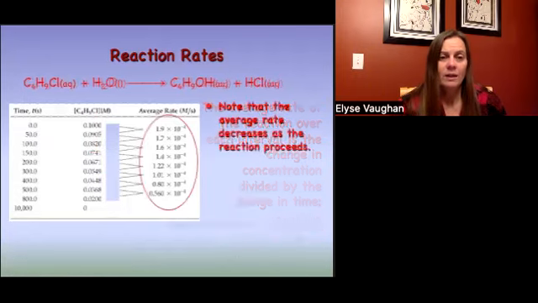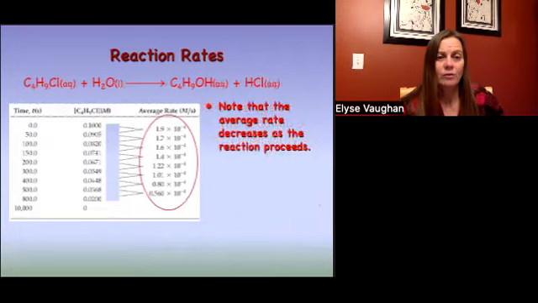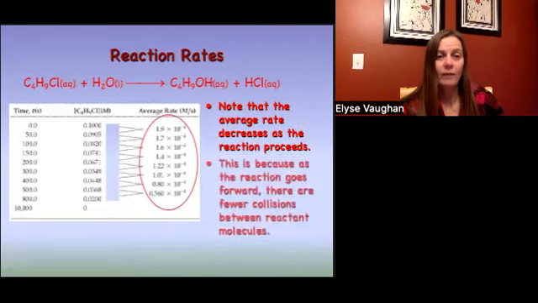And you'll notice that as the reaction proceeds, this average rate decreases. That makes sense because as our concentration decreases, we're going to have fewer effective collisions, which means we're going to have a slower reaction. Fewer collisions means fewer reactions.